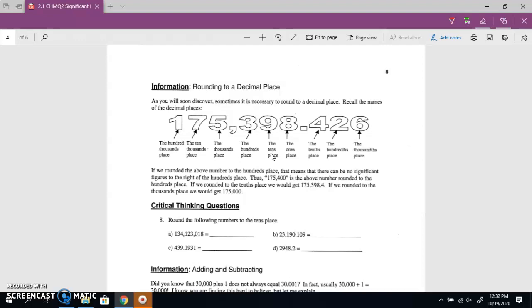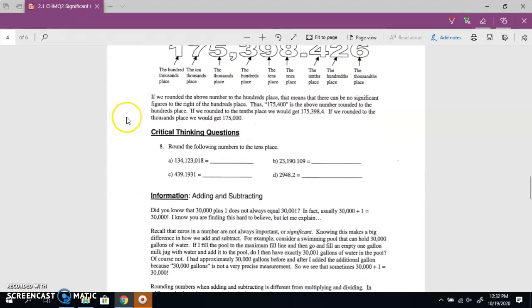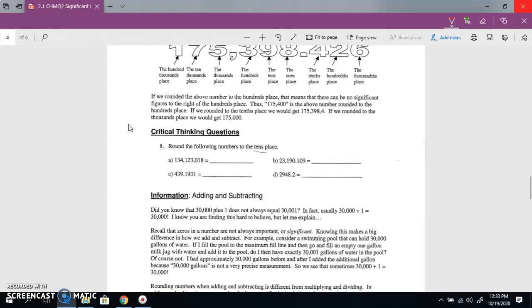We're going to use the rounding bar method, and we're just going to apply this right down here in question number 8. Question 8 says that we're going to round each one of these to the tens place. So if we apply the rounding bar method and we round to the tens place, the tens place would be right here at the 1. We're going to draw the rounding bar in between the 1 and the 8 over here.